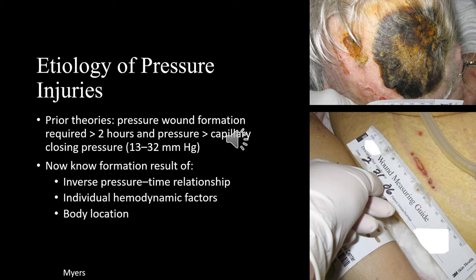So the picture on the top right is the back of the scalp. Now that area is at high risk because there really isn't any subcutaneous fat in that area. We basically have skin, connective tissue, and bone. The bridge of the nose is highly at risk. The sacrum, the heels. So we'll find out a little bit more about specific body areas that are more at risk. But just in general, it's areas with a bony prominence and not very much subcutaneous fat.